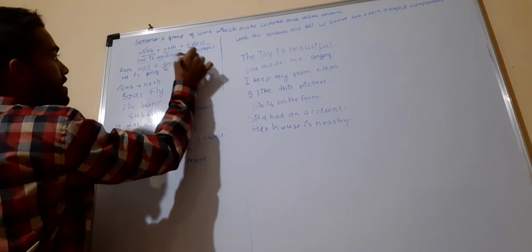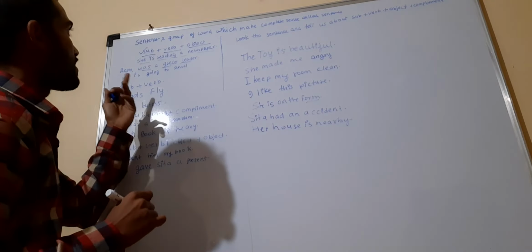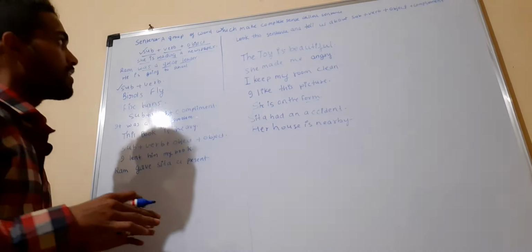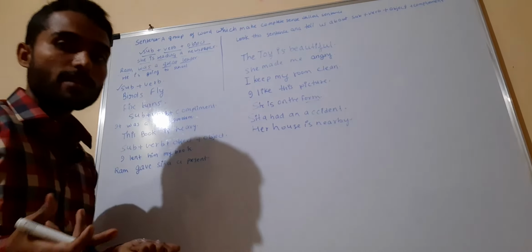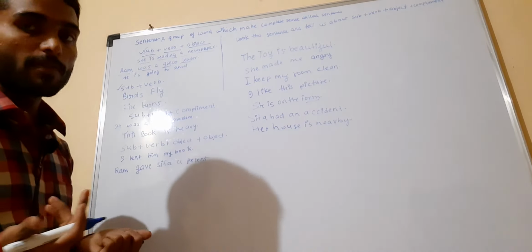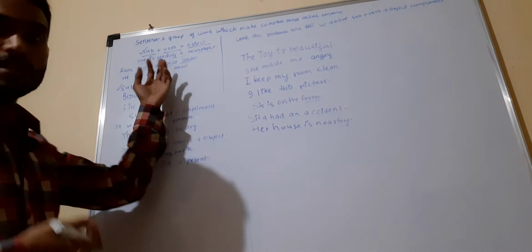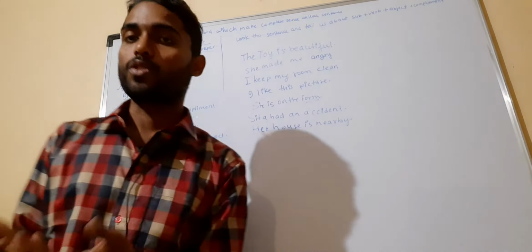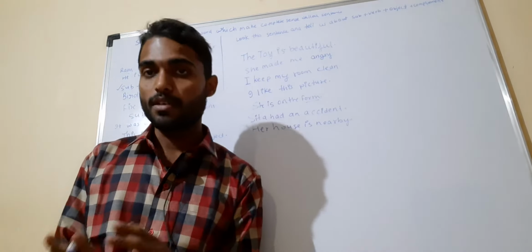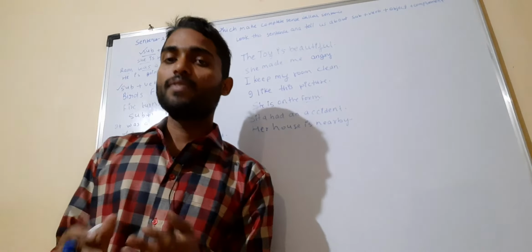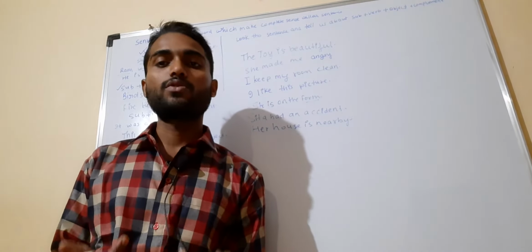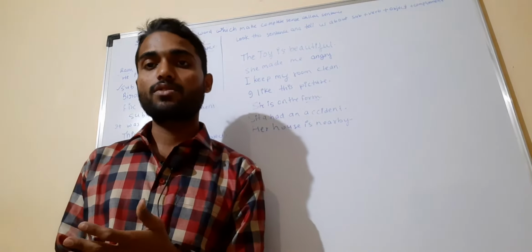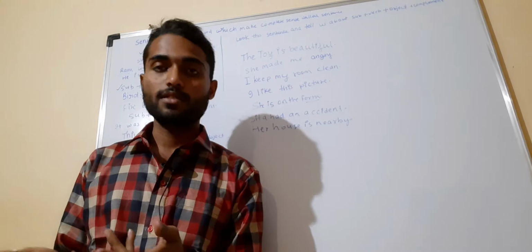"Ram was a great leader." Here Ram is the subject, and "was" is the verb, generally called a helping verb, followed by "a great leader." So you can make sentences like this: subject plus verb plus object. If anyone asks you what a sentence is, you can say it is a group of words which makes sense.